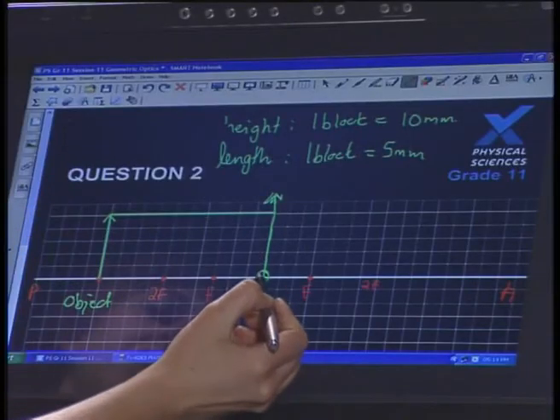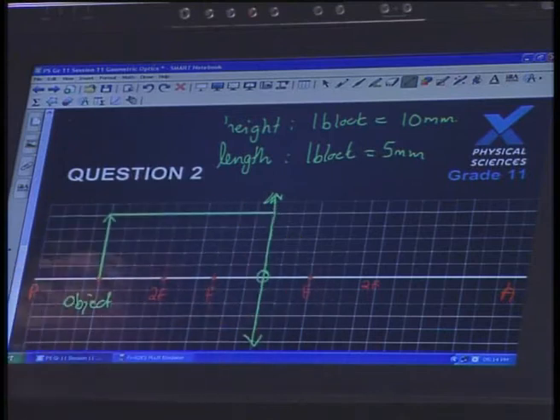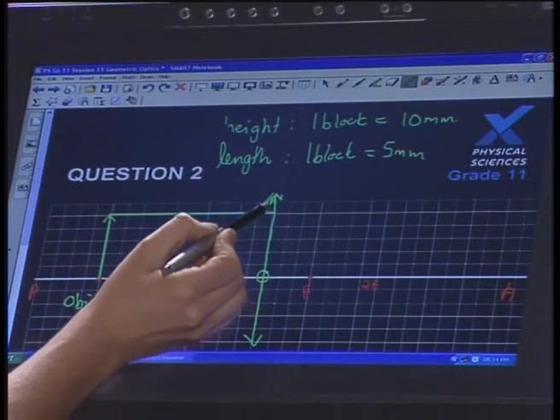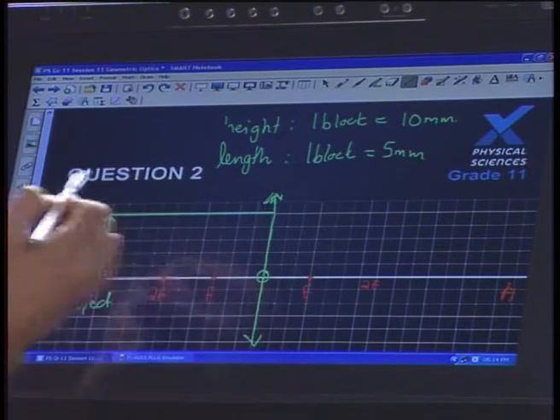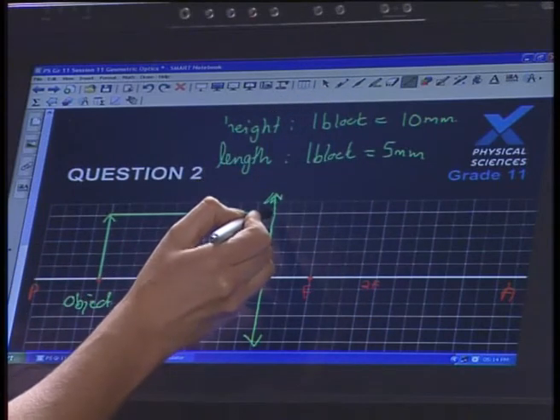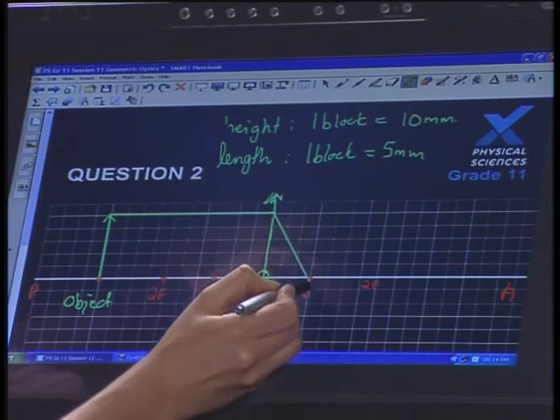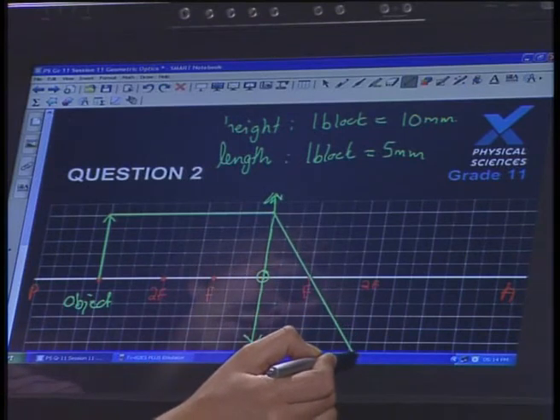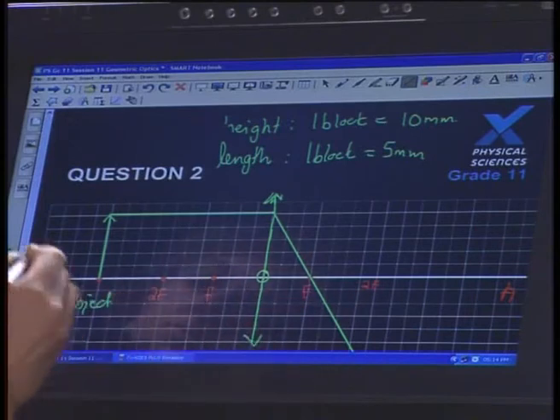If I measure the distance here, it would be 50 millimeters, and if I measure it on my lens, it would be 50 millimeters as well. From the lens, this light ray is going to bend, and it's going to pass through my first focal point. So from there, I'm going to pass it through my first focal point, and I'm going to extend this line downwards as far as possible.